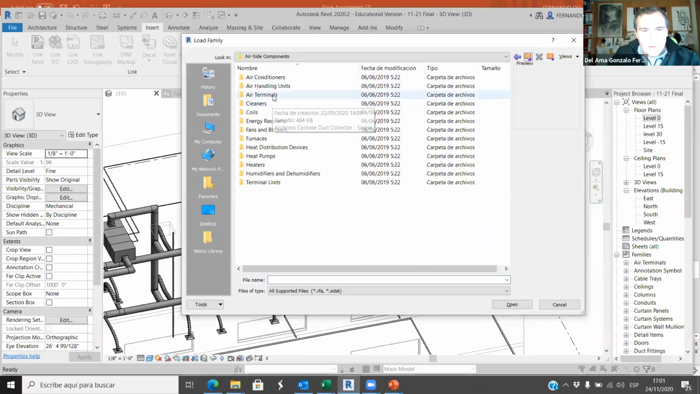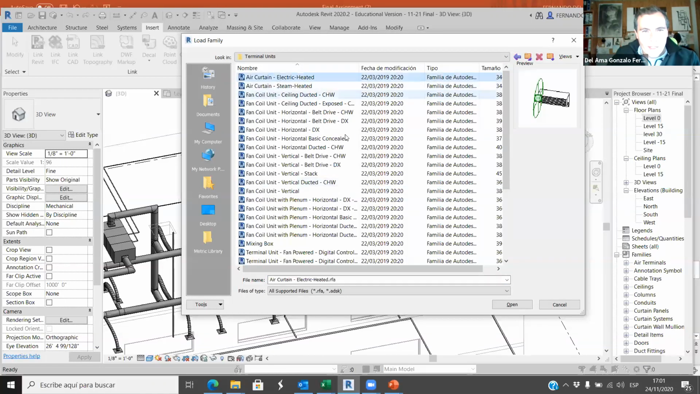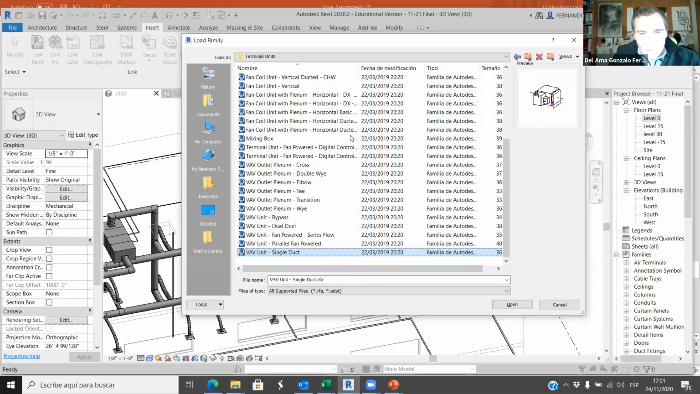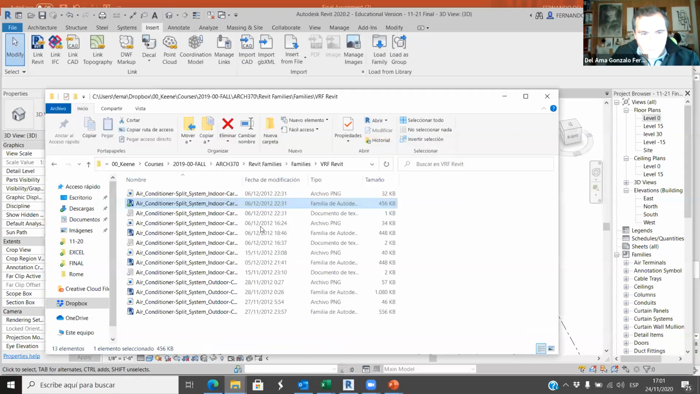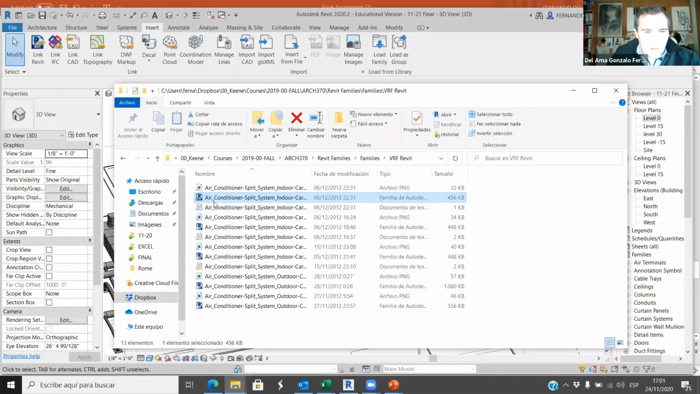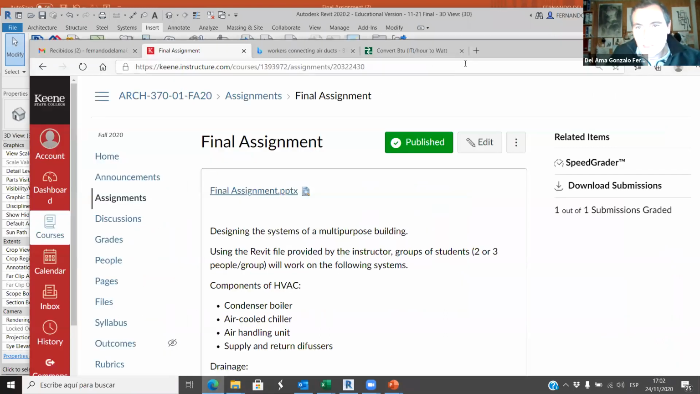So it should be in airside components, terminal units, and there are a lot of things for terminal units, but we don't have an indoor split unit. So I have found this, the air conditioner split system, on commercial websites. Okay, so what are commercial websites?